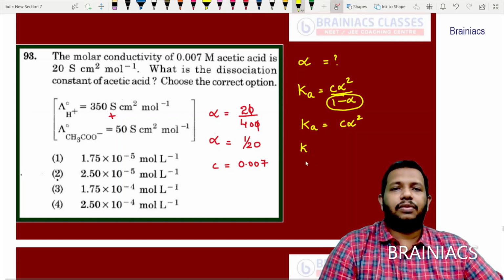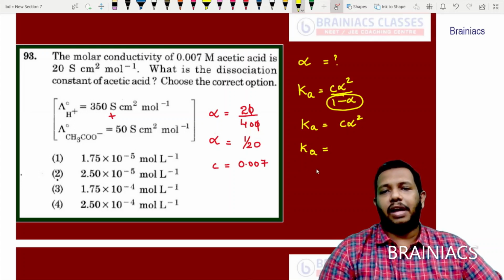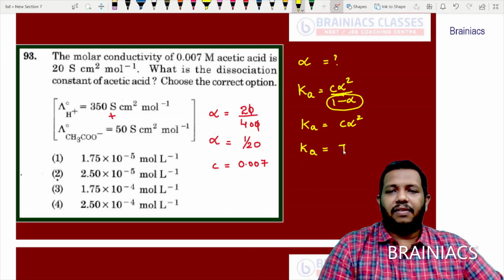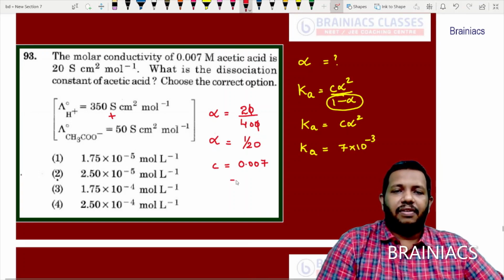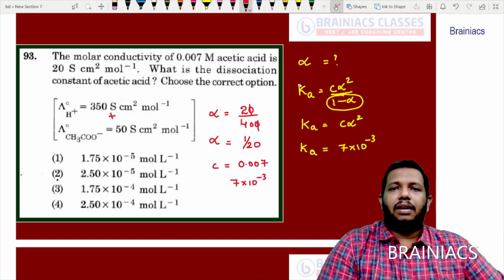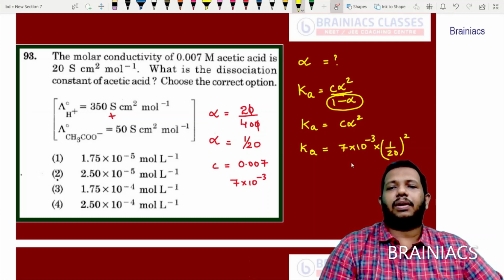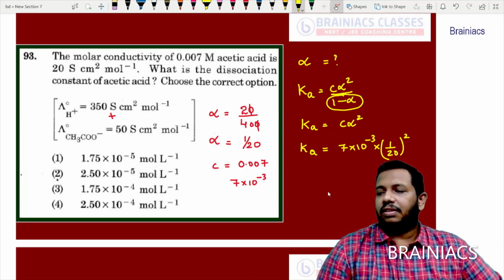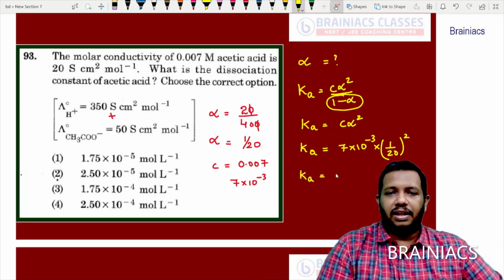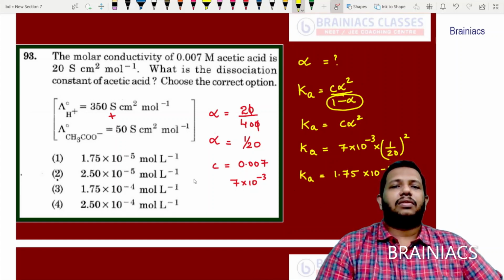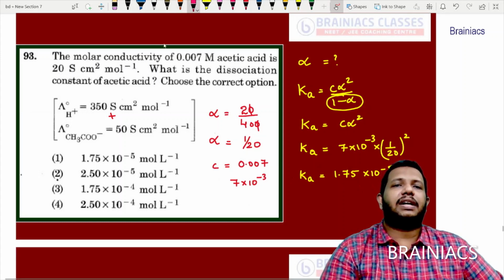Now Ka, the dissociation constant Ka for the acetic acid will be, it's a weak acid. That's why we are applying Ostwald's dilution law. So C here is 7 into 10 power minus 3. 0.007 can be written as what? 7 into 10 power minus 3. Now here what I can do, alpha is given as 1 by 20, so I can say 1 by 20 the whole square. If you do this calculation, what is the value you are going to get? You will get 1.75 into 10 power minus 5 mole per liter. So option 1 will be the correct answer here.